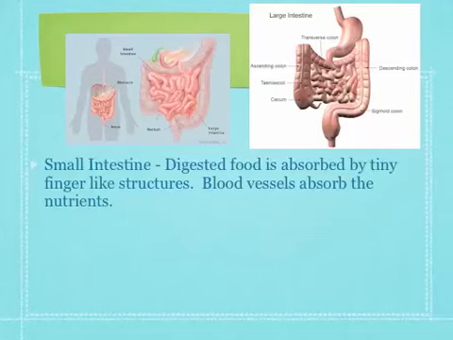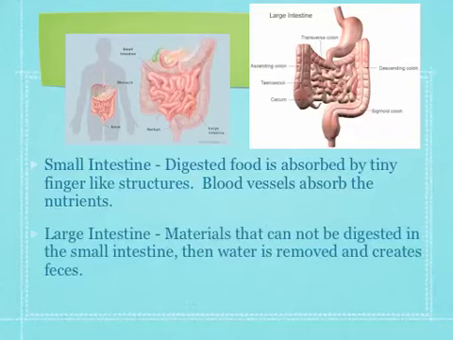So small intestines is where the digested food is absorbed by tiny finger-like structures. These finger-like structures are called villi. There are blood vessels called capillaries that surround the villi and absorb the energy and the nutrients. Once the energy and nutrients are in the blood vessels, it gets carried to the rest of the body.